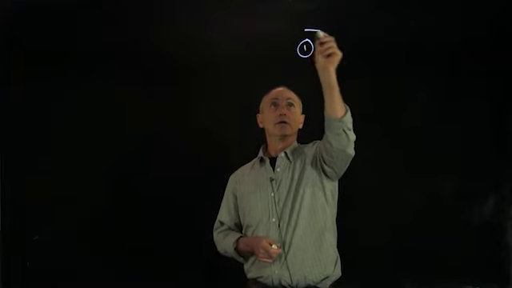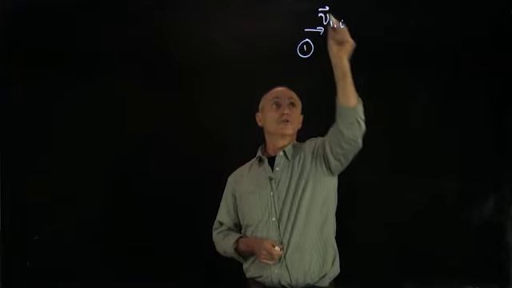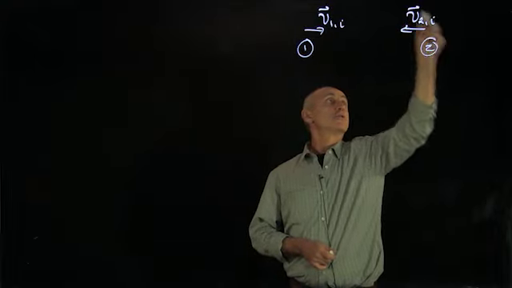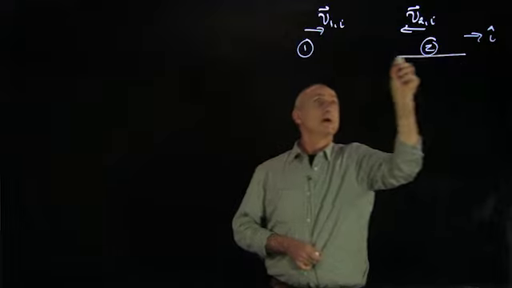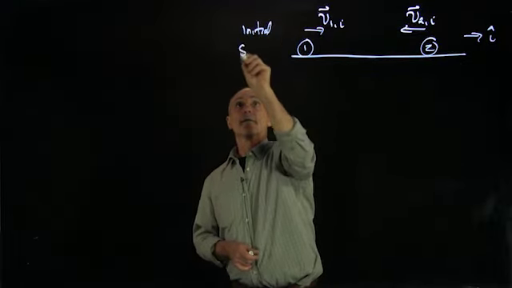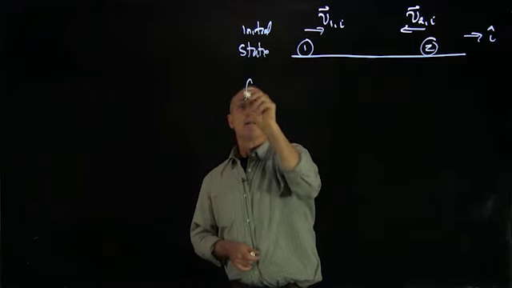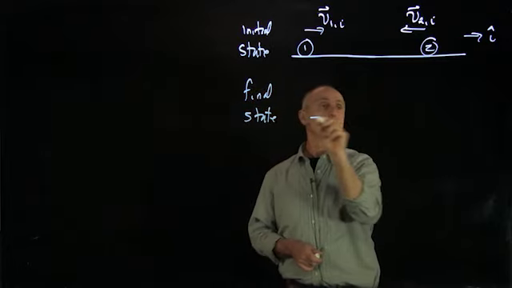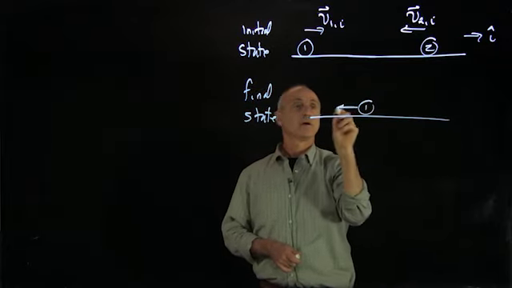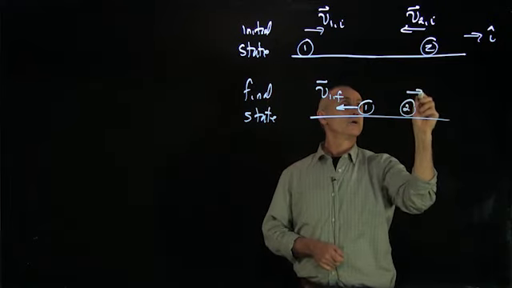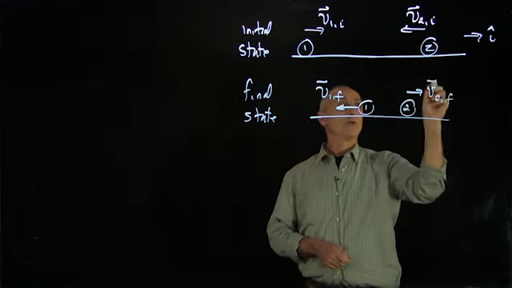Let's consider our one-dimensional collision again. Object 1 is moving with velocity v1 initial, and object 2 is moving with v2 initial. Let's call this our I hat direction. And this is our initial state. And our final state, after the collision, we have object 1 moving this way, v1 final, and object 2 moving that way, v2 final.